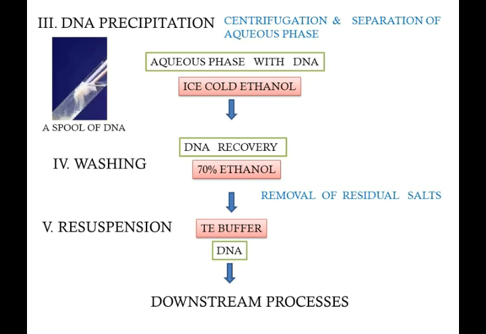Following centrifugation, the aqueous phase containing the DNA is transferred to a new tube in order to carry out DNA precipitation using ethanol. Upon addition of ethanol, nucleic acid molecules aggregate and a white precipitate is formed. The DNA pellet is finally washed in 70% ice-cold ethanol to remove residual salts and other contaminants, and then air-dried and resuspended in TE, that is tris-EDTA buffer.